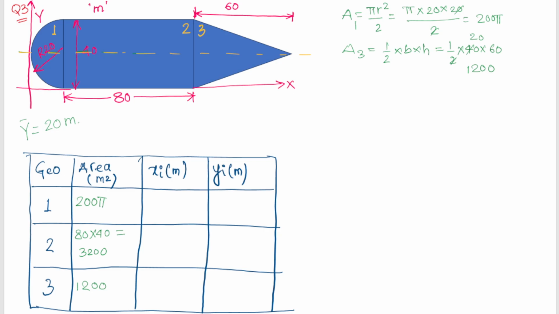Now xi means x1. What is the location of x1? We have seen the formula.